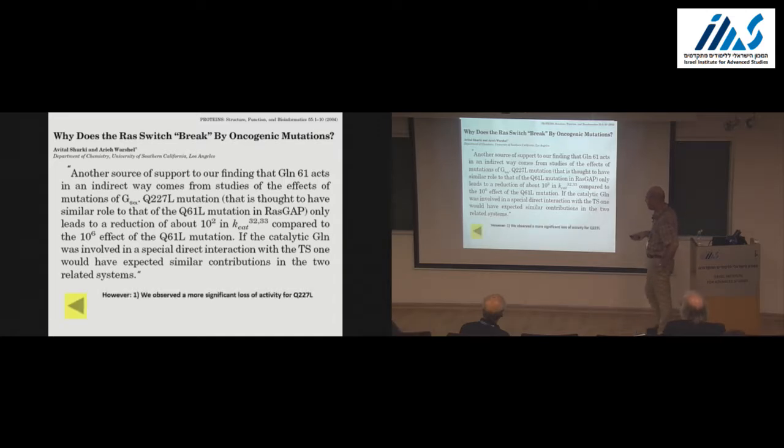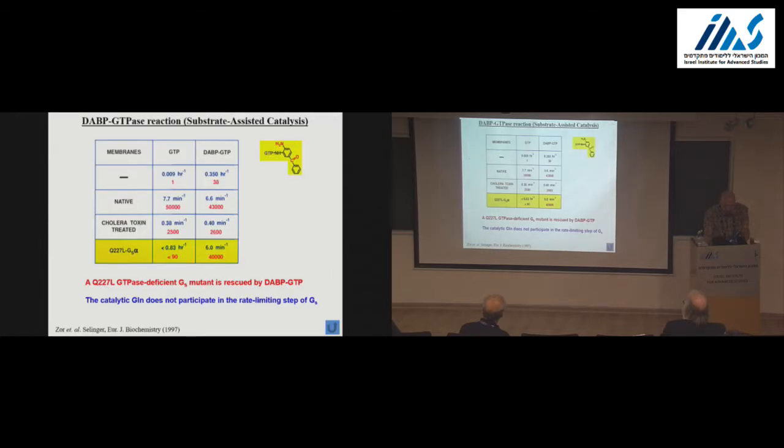First, we observed a much more significant loss of activity. You can see it again here. I showed you, where is it? Here. From 50,000 to less than 90. Actually, I think that it's not 3 orders of magnitude that I showed you here. It's probably 4 or 5, going all the way down to the minimal value that we can get.